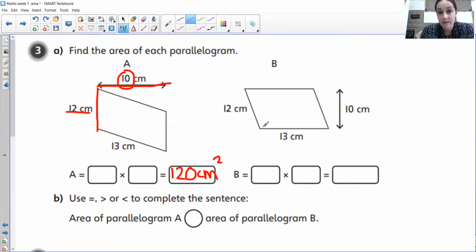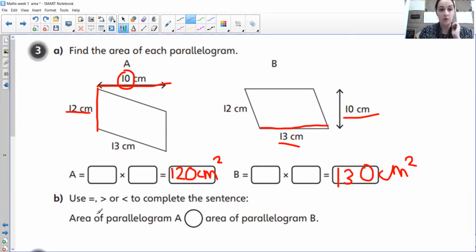Next one then, this time, this one's a bit easier. Here is my base. Which measurement's the perpendicular height that meets at a right angle? It would be this one. So you do 13 times 10, which is 130 centimeters squared.